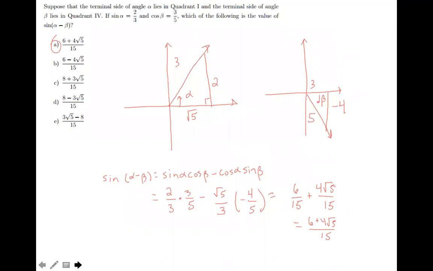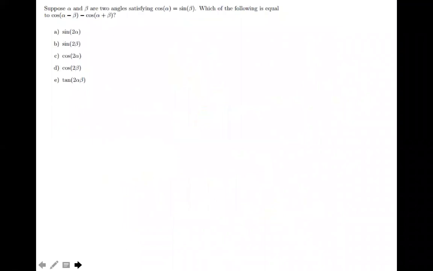And to finish up, okay, this one is actually a really nice problem because it requires you to use multiple formulas. So here we're told that alpha and beta are 2 angles such that cosine of alpha is equal to sine beta, and we want to figure out how to simplify cosine of alpha minus beta minus cosine of alpha plus beta.